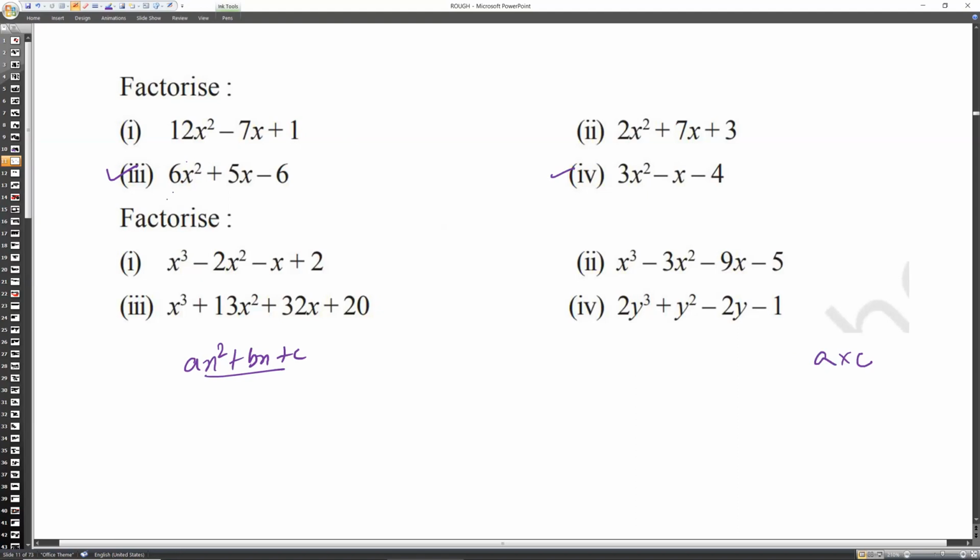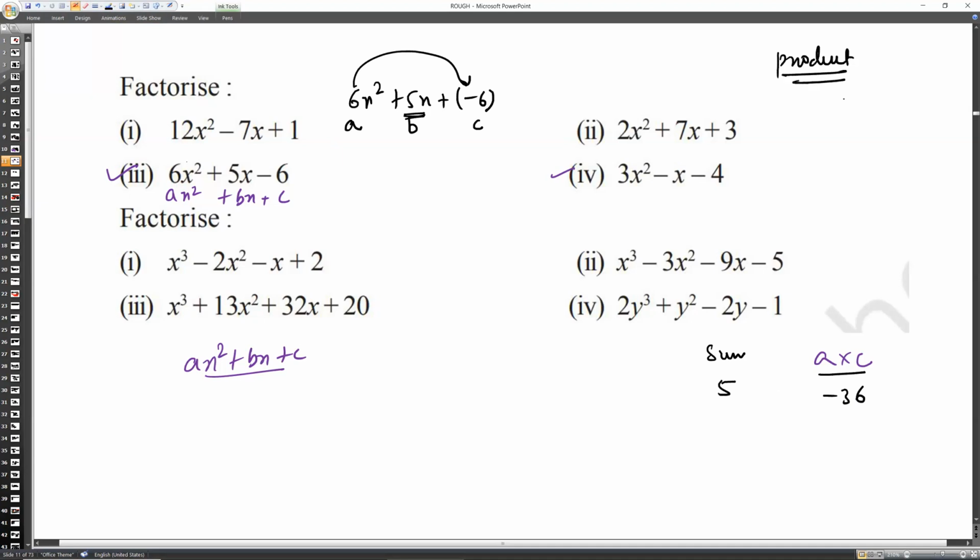So here, c is minus 6 because we are just writing plus. The same equation can be written in the general form: 6x square plus 5x plus minus 6. This is A, this one is B, and this one is C. You multiply these two terms and you get minus 36. The product is A into C, and the sum of the two terms is 5.